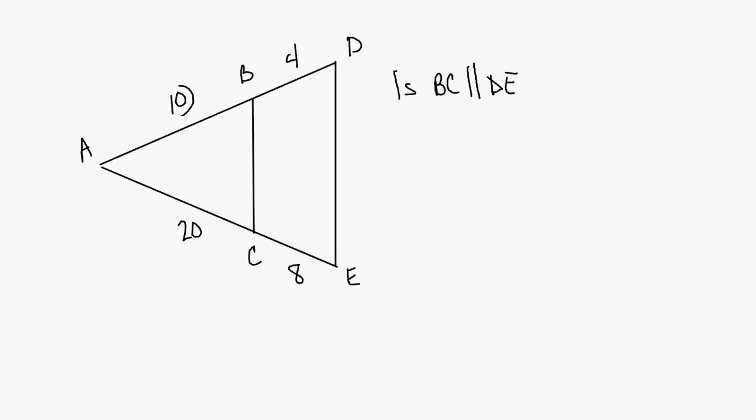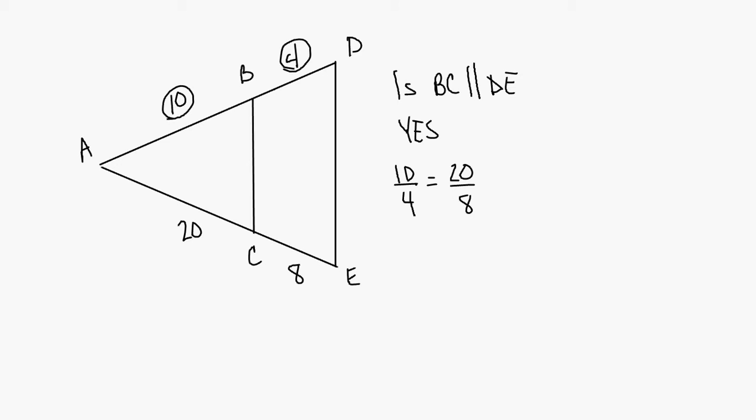Well, if 10 over 4 equals 20 over 8, then doesn't BC divide these sides proportionally? Okay? And if BC divides the sides proportionally, then it's parallel to DE. Okay? So does 10 over 4 equal 20 over 8? Good, it does, because 10 is half of 20, 4 is half of 8. So, is BC parallel to DE? Yes, it is. Alright? Because the sides are divided proportionally.